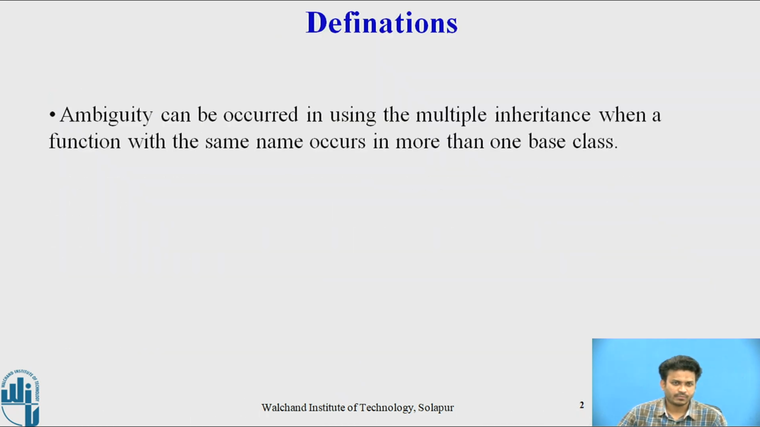So, definition. Basically, what is meant by ambiguity? Already we have seen multiple inheritance in our previous videos. If you don't know multiple inheritance, then I strongly recommend you to please watch the multiple inheritance video. Now, ambiguity can occur in multiple inheritance when a function with the same name occurs in more than one base class.